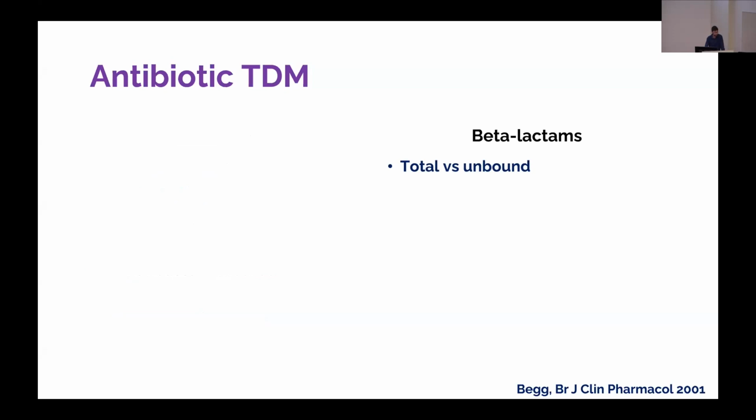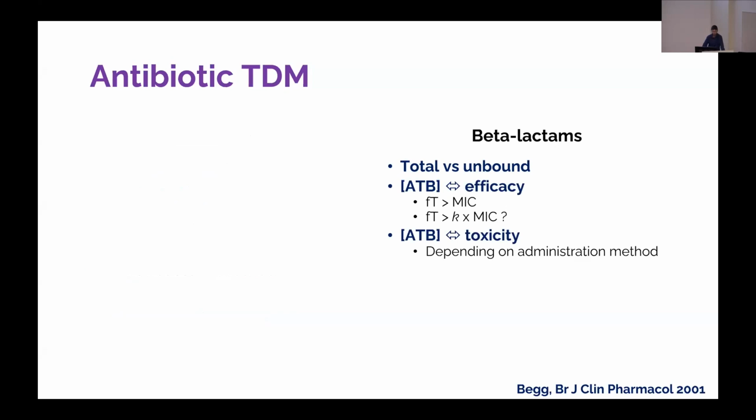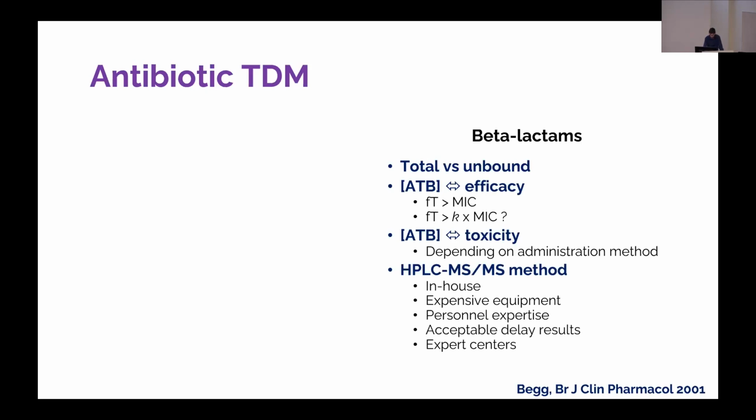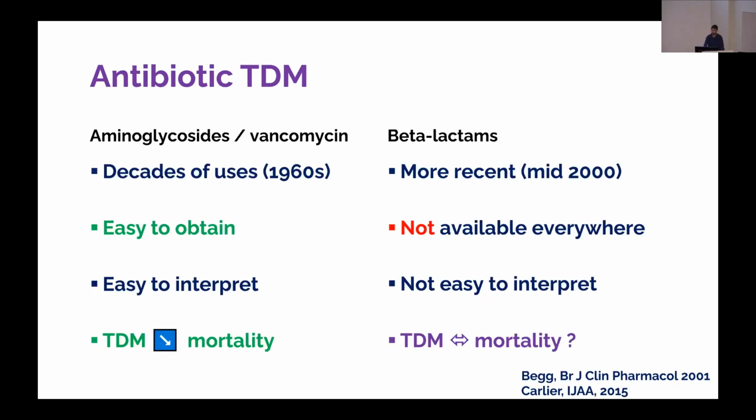First, for beta-lactam, we have two types of concentration, total and unbound concentration. And the concentration linked with efficacy or toxicity depends on several factors, such as the type of beta-lactam, the administration method, and the comorbidities of the patient. And from a laboratory perspective, methods used to measure beta-lactam concentration require expensive equipment and personnel expertise, and consequently, are more often available only in expert institutions.